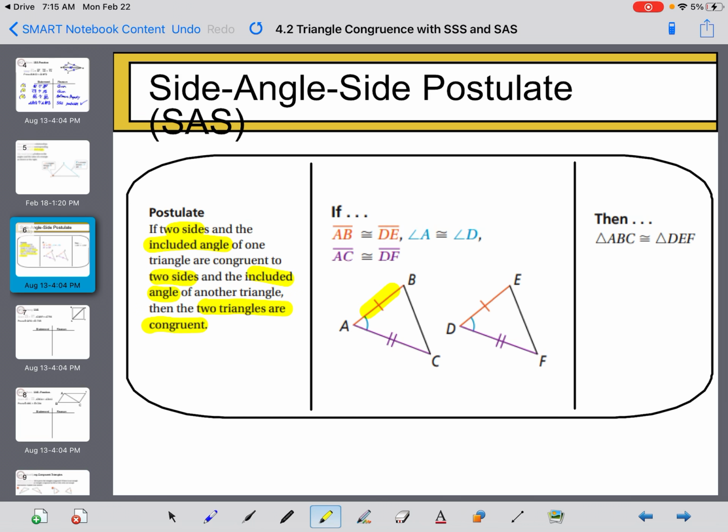Okay, so notice how you have a side, an angle, and a side. A side, an angle, and a side. And the angle must be in between.